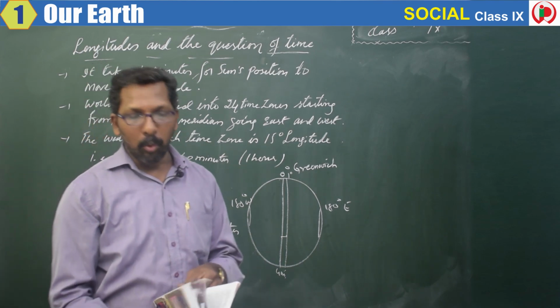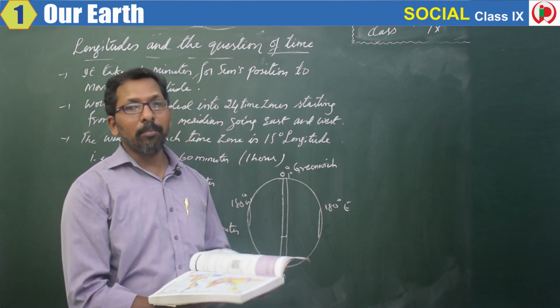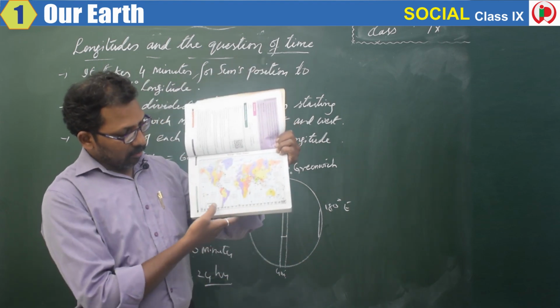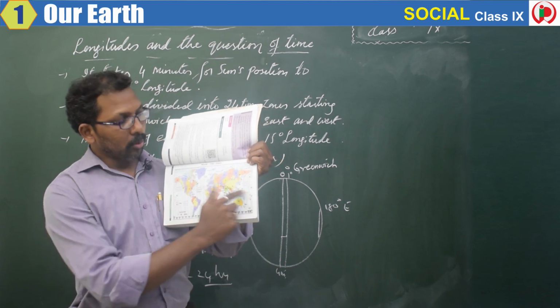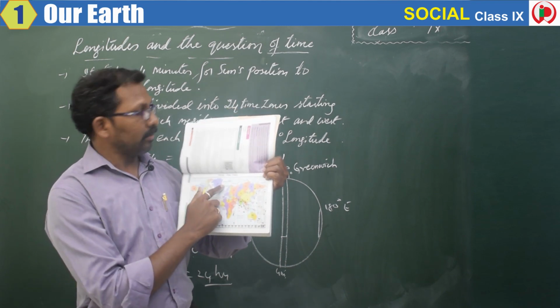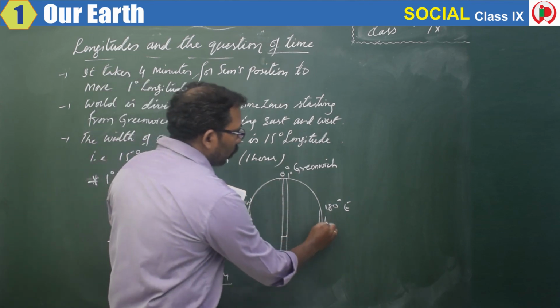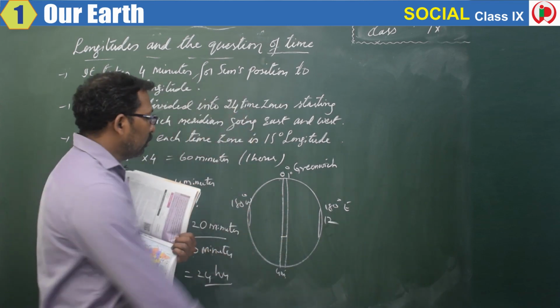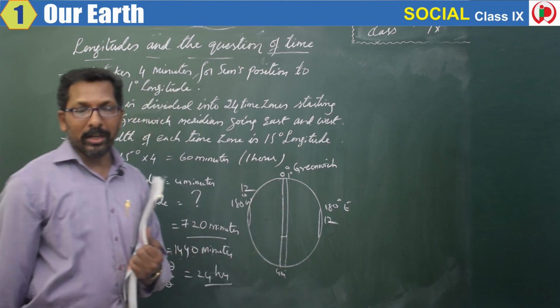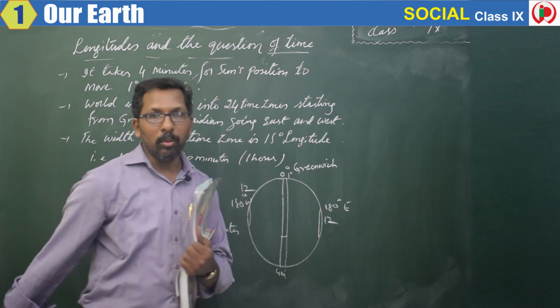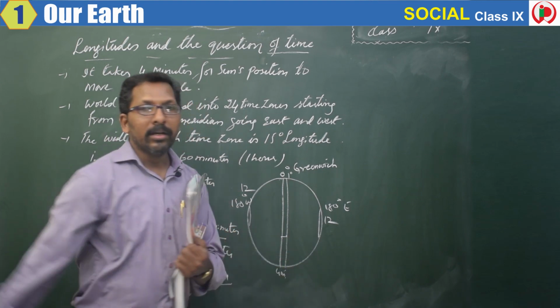Take the textbook. On page number 13, you can see here the world is divided into 24 time zones. So how much? 12 time zones on the east and 12 time zones on the west. So the total is 24 time zones.